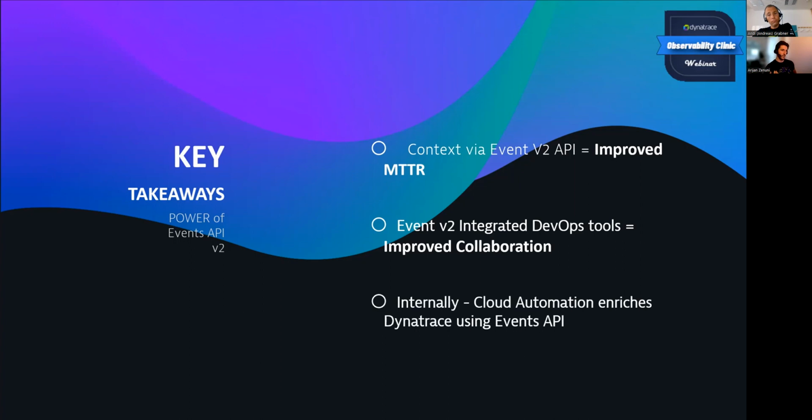And then internally, we're using the Events API v2 within our cloud automation module to enrich Dynatrace, to run the validations, to run the releases. And so that's the three things I really wanted to make sure everyone got out of this call. Anything that you identified, Andy? No, I think you said this perfectly.